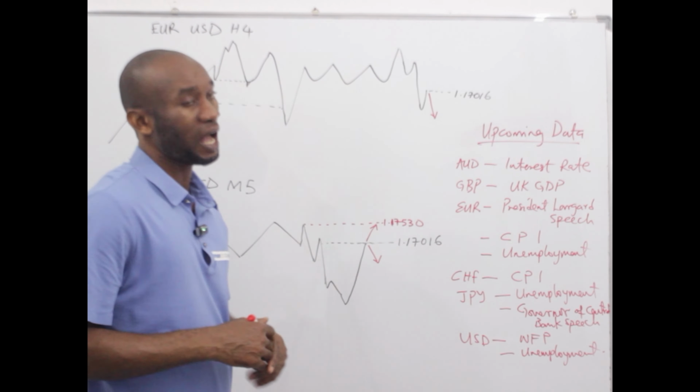The euro, President Lagarde is going to talk on the economic condition of the country and possible stance of monetary policy. They're also going to release their CPI, that's Consumer Price Index, and their unemployment rates. So these are the key data that are going to change this market. Now, we have the CHF, that's the Swiss franc, releasing their Consumer Price Index. The JPY, that's the Japanese yen, is going to release their unemployment rate.